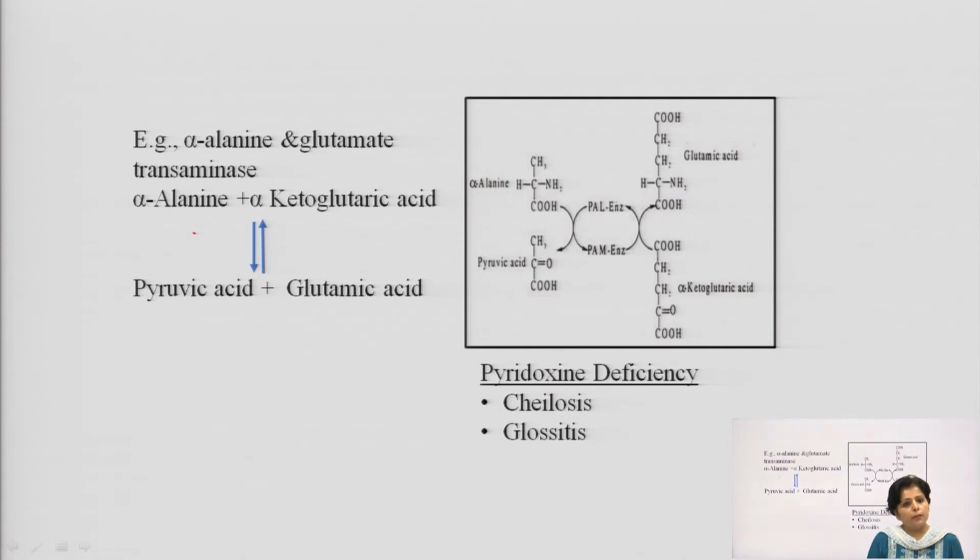And cheilosis similarly, जैसे पिछले में हमने देखा क्या हो रहा था, साइड में माउथ में लिप्स पे redness and dryness of the skin was there, itching was there, sometimes इतना ज़्यादा फट जाता है स्किन, ब्लीडिंग होने लगती है, that is cheilosis. In pyridoxine deficiency also, cheilosis and glossitis हो सकती है.